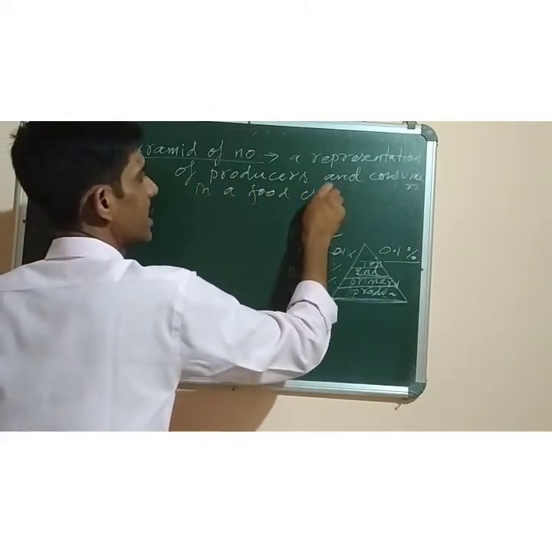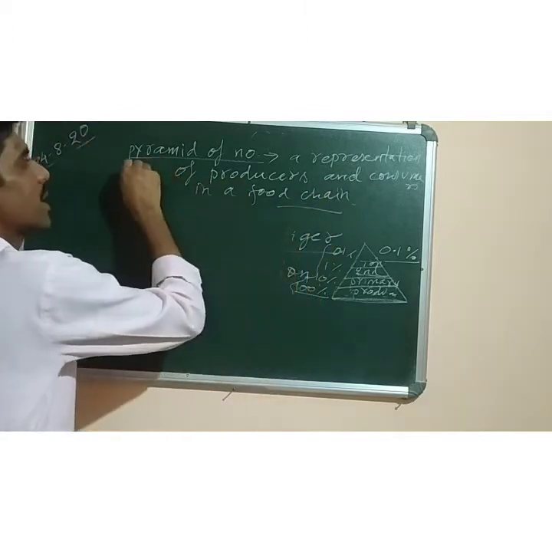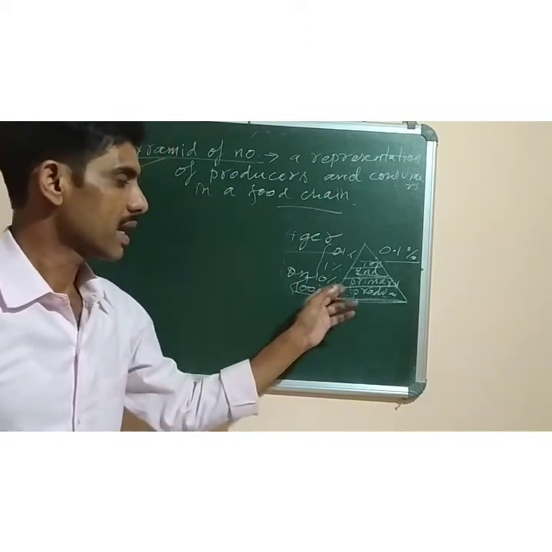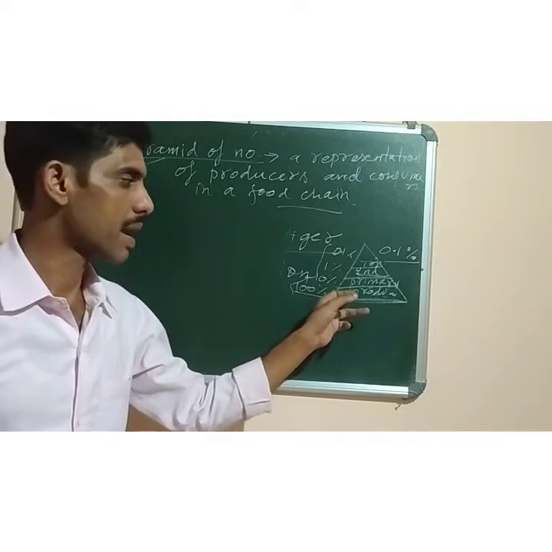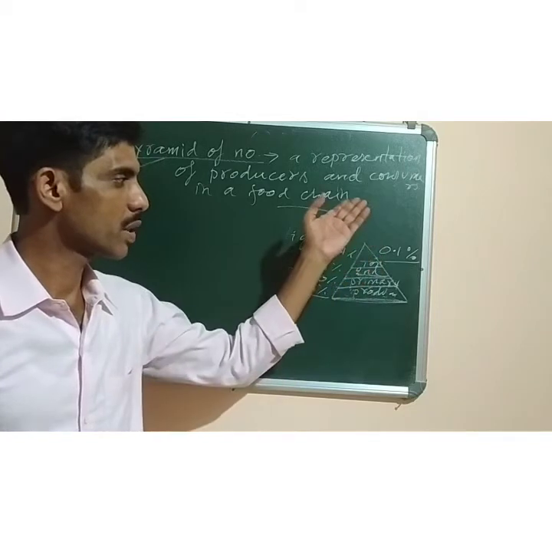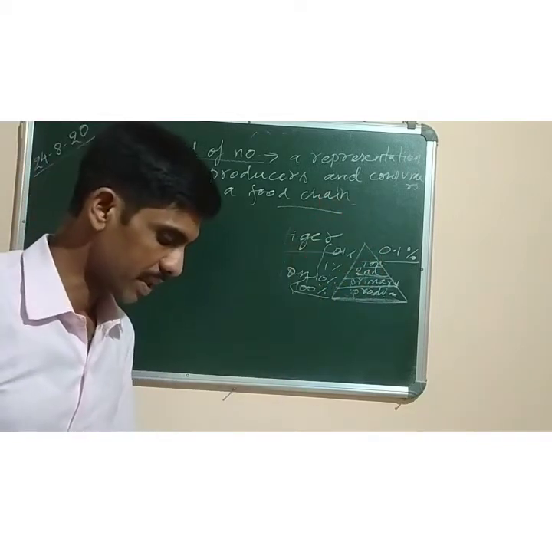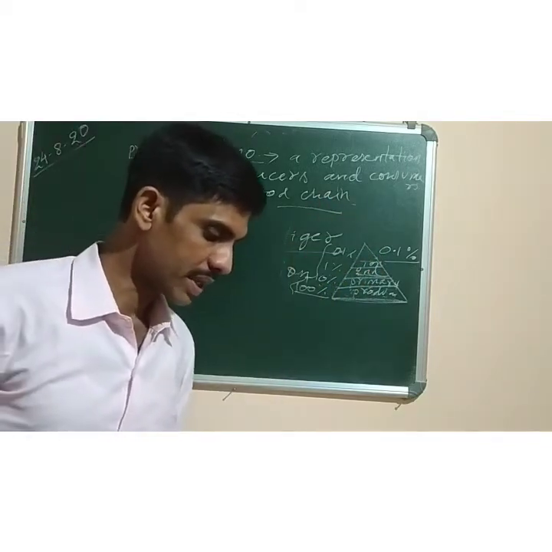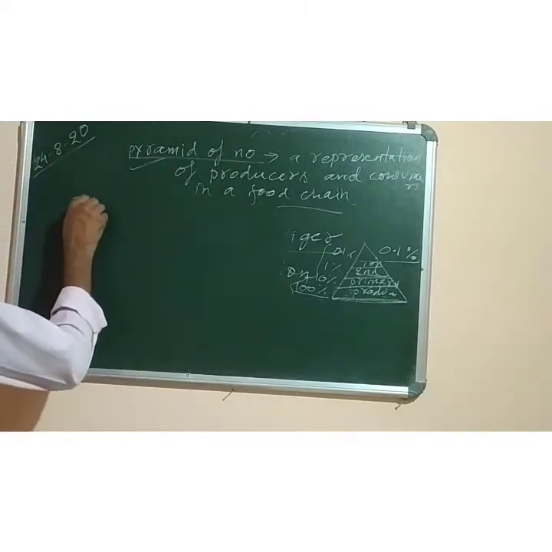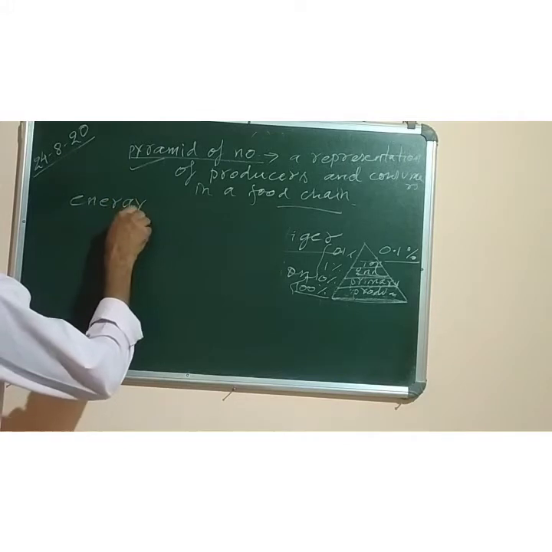So what do we find in a pyramid of number? There are different types of pyramid. Pyramid of number says that the number of organisms is maximum at the producer level. They keep on decreasing as we go higher up in the pyramid. Now next one is energy flow in the ecosystem. This is a very important concept, energy flow in ecosystem.